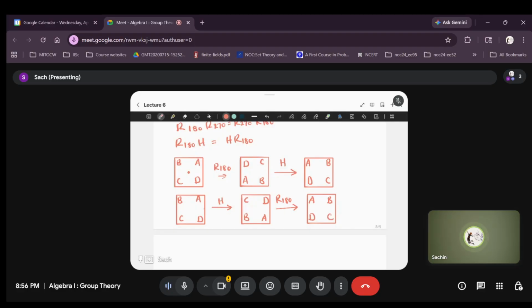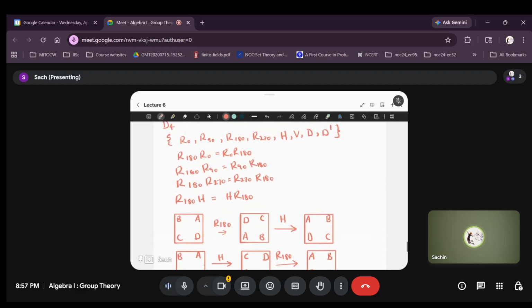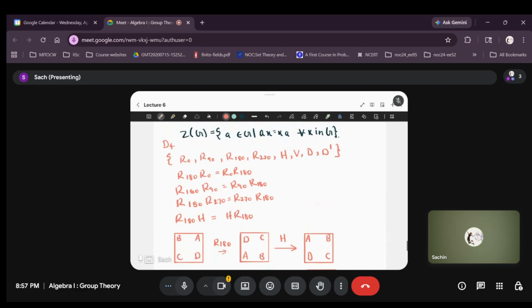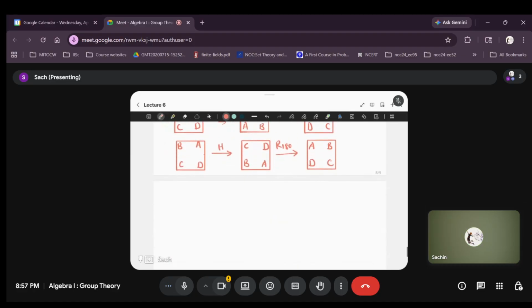Now you can see that both are the same, right? After doing both operations, whether I did R180 first and then H, or whether I did H first and then R180, you will end up with all the letters in the same position. And this property is held by the operation R180 in any dihedral group. I can simply write that as the example.